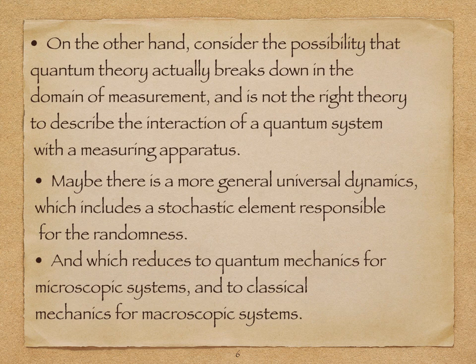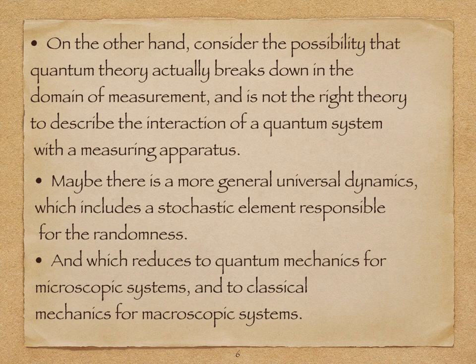Okay, so that's what we mean by saying that quantum theory might break down. You have to allow for the possibility that during a measurement process, quantum theory breaks down, maybe. Maybe there is a more universal dynamics, more universal than both quantum mechanics and classical mechanics. Maybe there's a more universal general dynamics which includes a stochastic element responsible for the randomness.